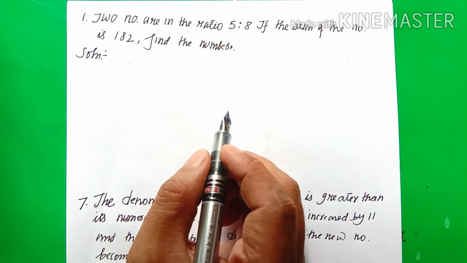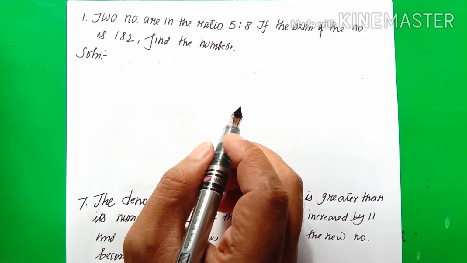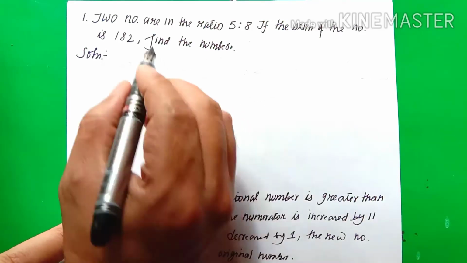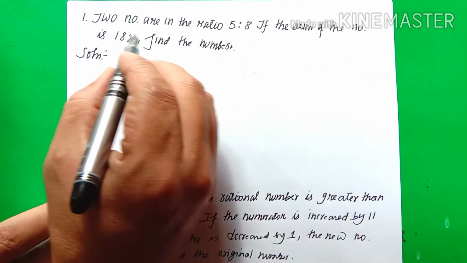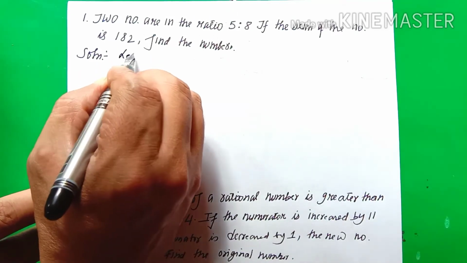8.2. Question number 1. Two numbers are in the ratio 5:8. If the sum of the two numbers is 182, find the numbers. So here the two numbers are given in the ratio, so we can assume the unknown two numbers.